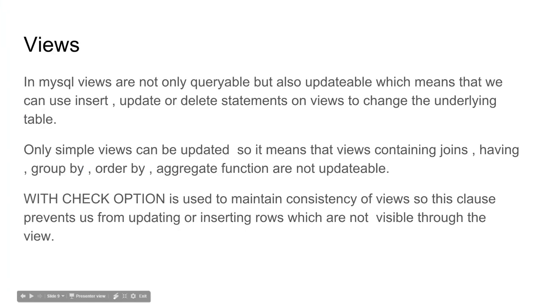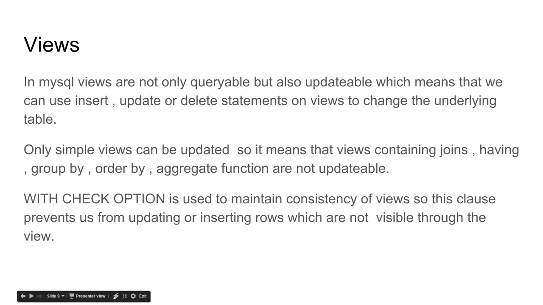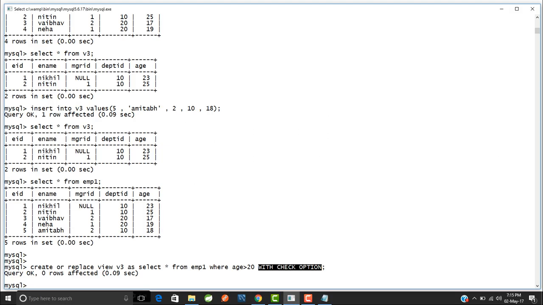So what does with check option mean? It is used to maintain consistency of view. So this clause prevents us from inserting or updating rows which are not visible through the view. So what will this mean? This will mean now through the view V3, you will not be able to insert any employee with less than 20 years of age.